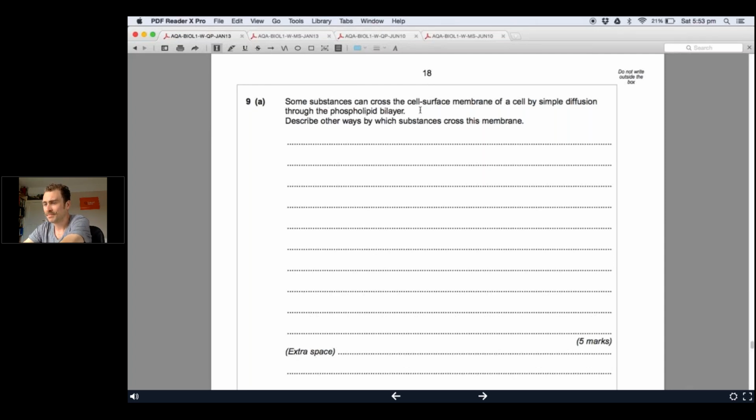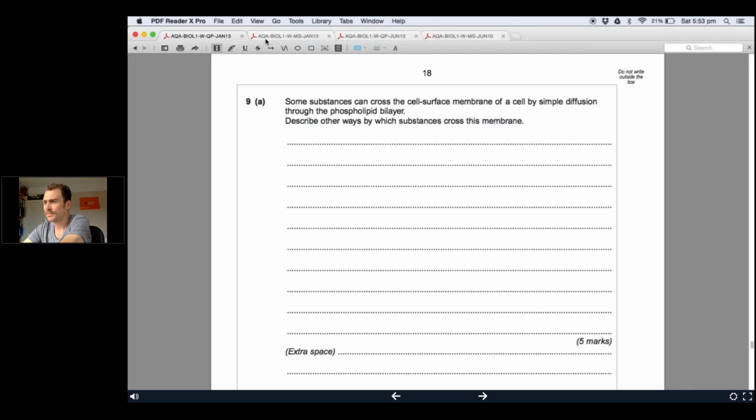Some substances can cross the surface cell membrane of a cell by simple diffusion through the phospholipid bilayer. Describe other ways which substances cross this membrane. Well, we've looked at finding the command word, describe. It's 5 marks. How can we rephrase this to make it easier? It's basically describe in full detail, because we've got 5 marks, all the ways that substances can enter a cell, but not including simple diffusion.